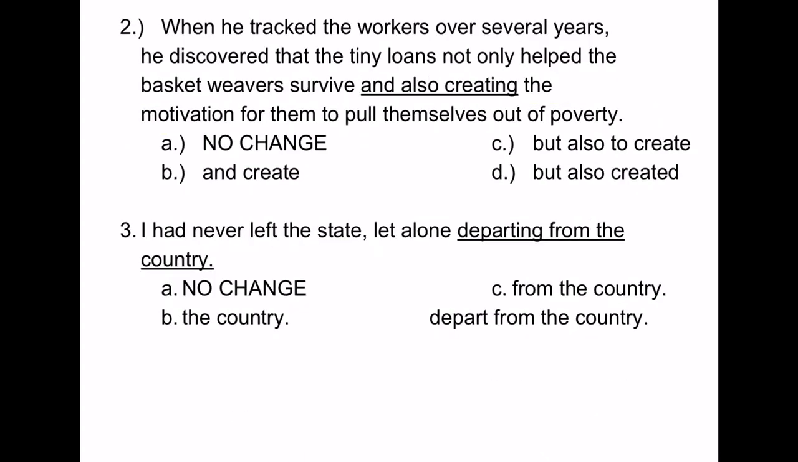Number two, when he tracked the workers over several years, he discovered that the tiny loans not only helped the basket weavers survive, and also creating the motivation for them to pull themselves out of poverty. So this not only phrase ends with but also, which means and or and here are incorrect. And the verb phrase after not only is helped in the past tense, which matches with created.